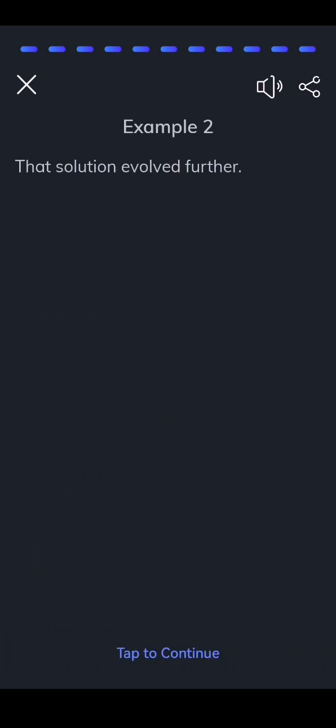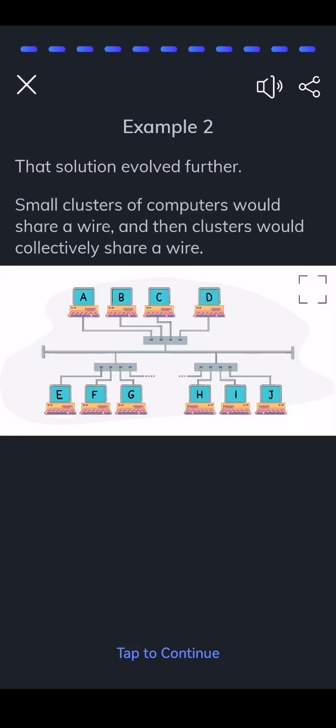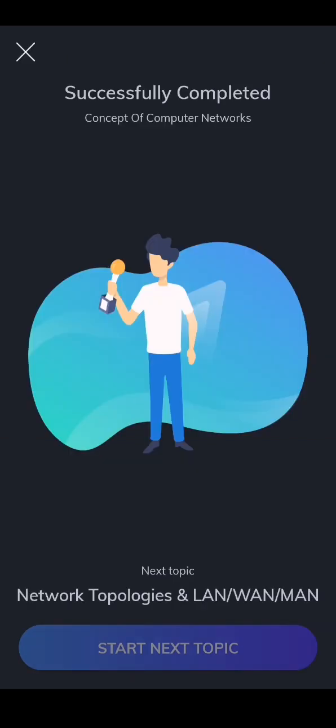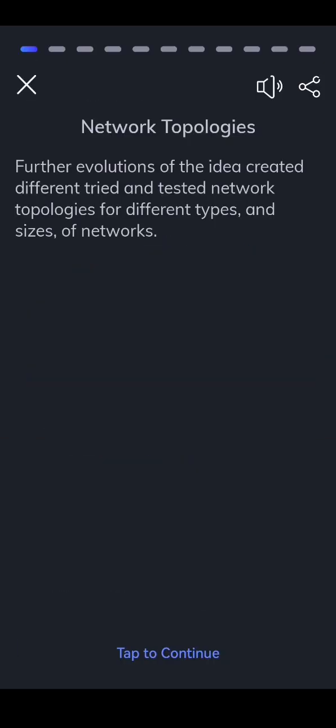That solution evolved further. Small clusters of computers would share a wire, and then clusters would collectively share a wire. If A had to send a message to B, C or D, it would not need to occupy the whole main cable. It could do so within its own section. Only if messages needed to be seen between such clusters would the main shared resource be occupied. Further evolutions of the idea created different tried and tested network topologies for different types and sizes of networks.